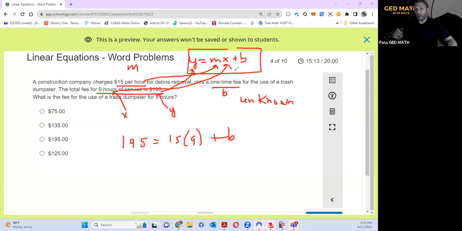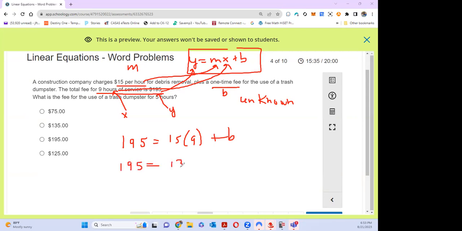Remember the beauty of algebra. For our intents and purposes right now, you can only have one unknown. Otherwise, you can't solve algebraic equations. It's only one unknown, so you should know everything else. So what is 15 times 9? 135. 135 plus b. How can we get b by itself?